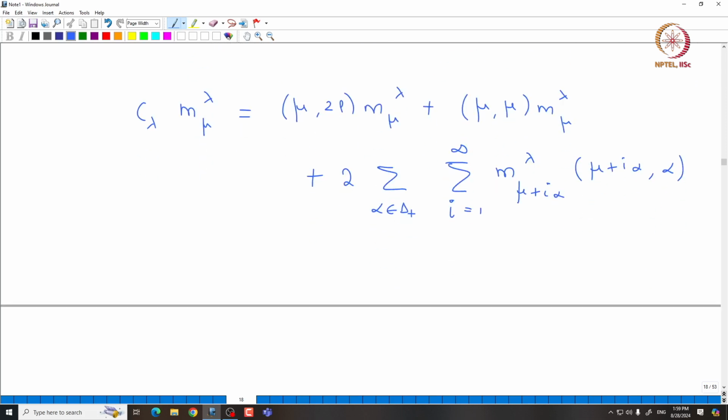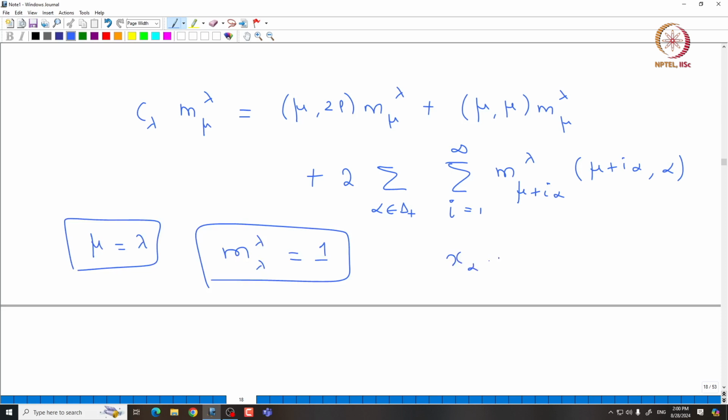Now, this same calculation can be done for mu equal to lambda. When you take mu equal to lambda, you know that the multiplicity of lambda is 1 and this x_alpha is going to act as 0 on V_lambda, since V_lambda is the one dimensional space. Even in this summation, if mu is the highest weight, then mu plus i alpha cannot be a weight, so these multiplicities will become 0. That tells you that C_lambda is nothing but (lambda, 2 rho) plus (lambda, lambda).